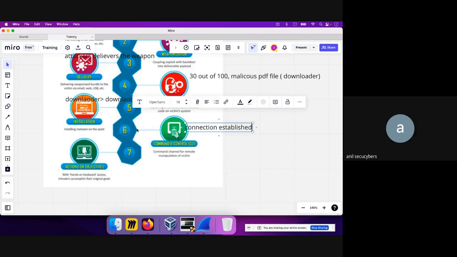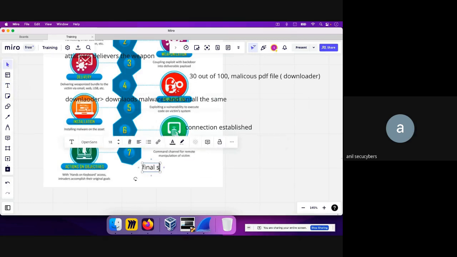And now the last part, which is action on objectives. This is the final stage where the attacker is able to achieve their goal. One example can be that the hacker successfully exfiltrated sensitive customer data from a company system, so data exfil. Or the attacker's objective was data encryption, like a ransomware attack, for example. So this is the final stage.